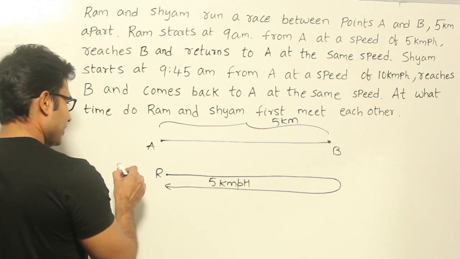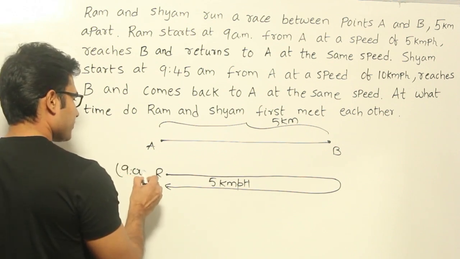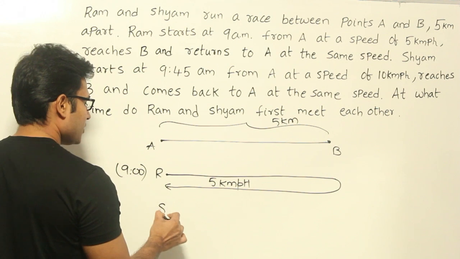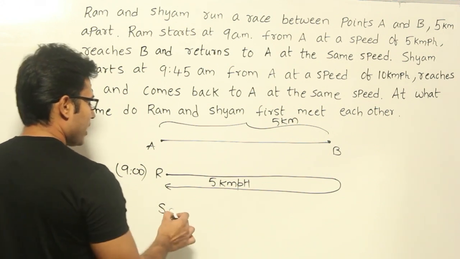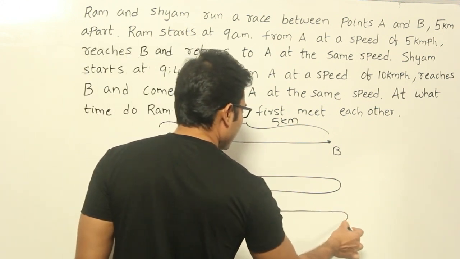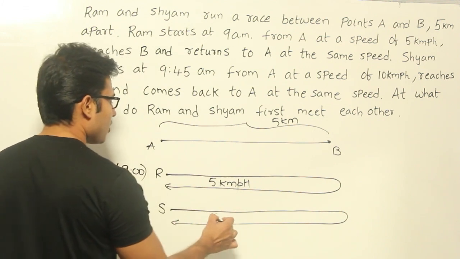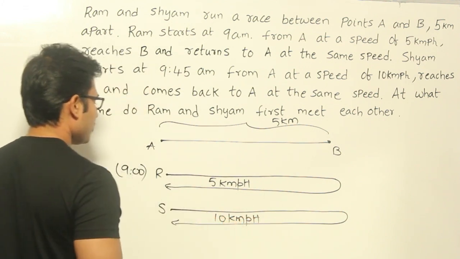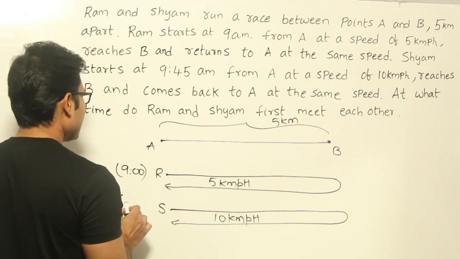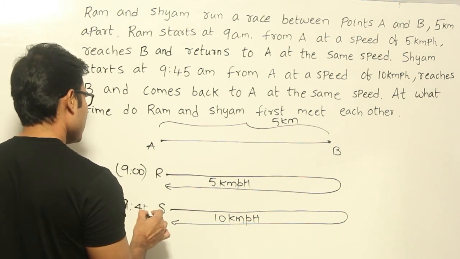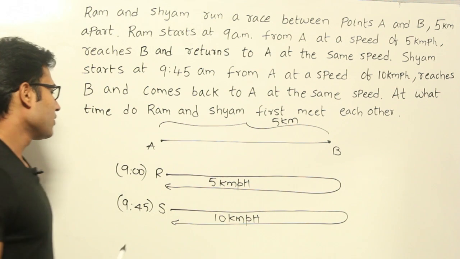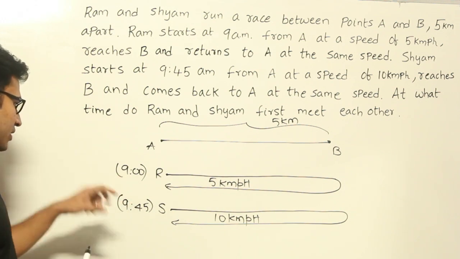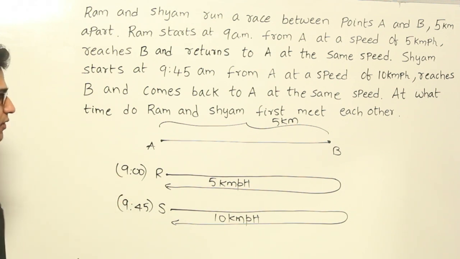But then they are saying that Ram is going to start at 9 am, right? And similarly Shyam is also going to start at A and he is going to reach B, and again come back at a speed of 10 kilometers per hour, right? But the problem here is he is not going to start at 9 am, he is going to start at 9:45 am, right? Which means they are going to start by a difference of 45 minutes, right? Now the question is, if this is the case, when are they going to meet first, right?